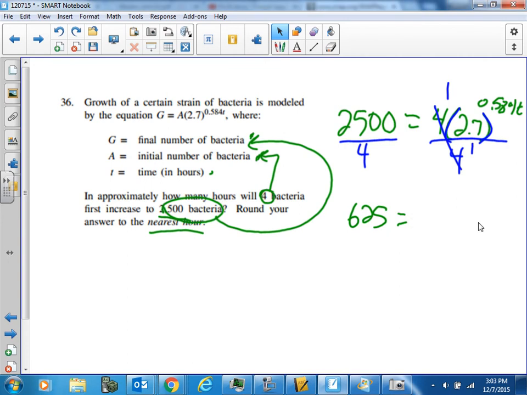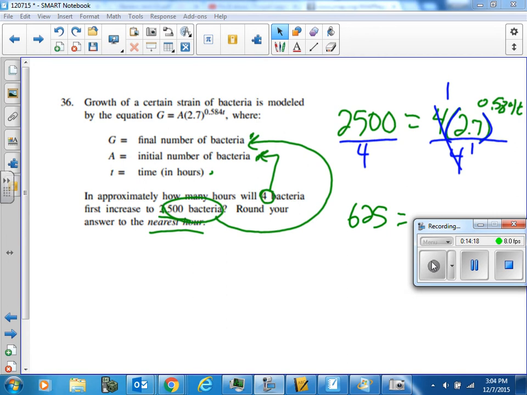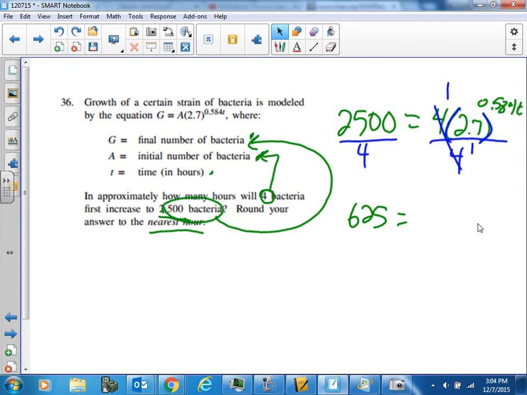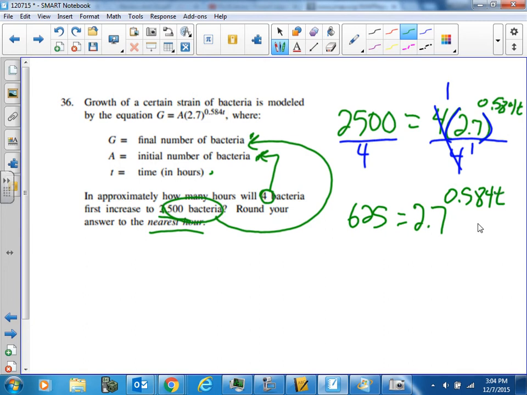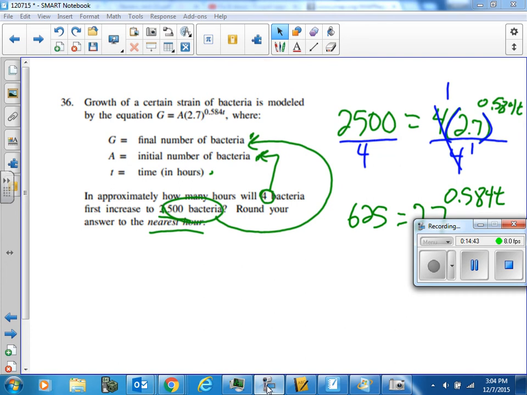All right, so I got this paper too for you. All right, so what you're going to do, we have 2,500 divided by 4, and that's going to give us 625 equals 2.7 to the 0.584t. All right, so now take a second, look at that, and see if you can do that.